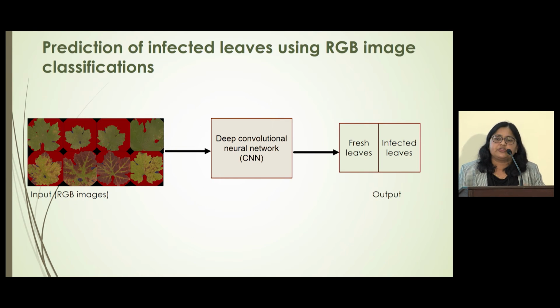Next, I'm going to explain what we found with the image collection. Here also, I only worked with the later stage samples, because I wanted to see how my modeling is working and up to what level I can get predictions with my models. So this is the fresh leaves and this is very infected leaves at the later stage. Then I'm applying a convolutional neural network model and trying to predict the fresh leaves and the infected leaves.